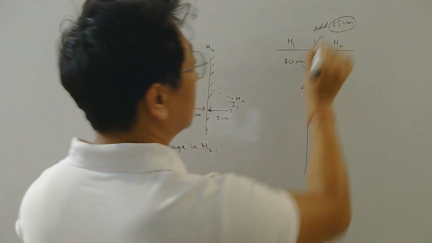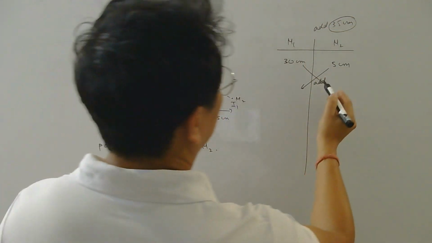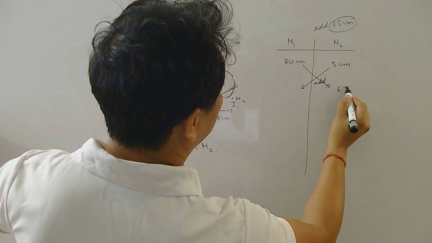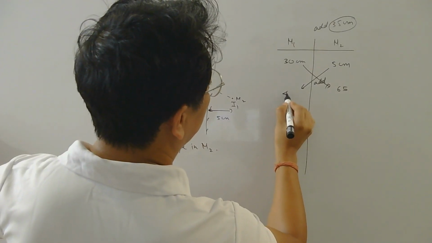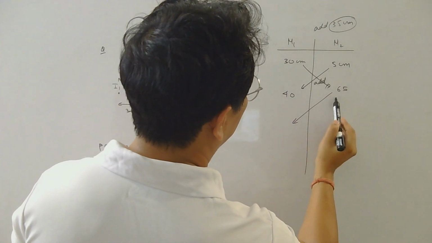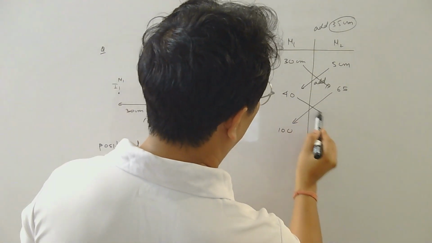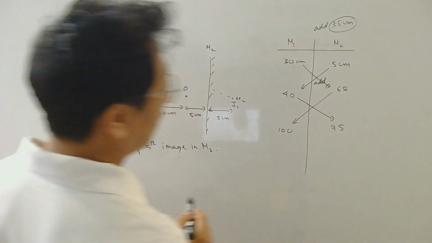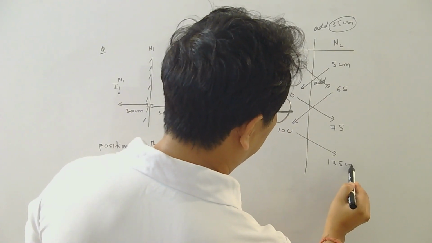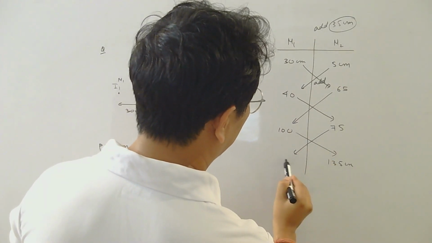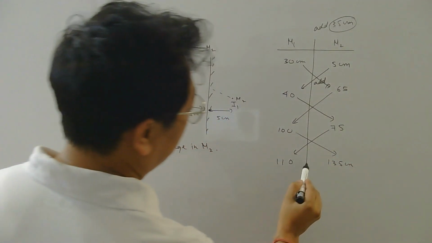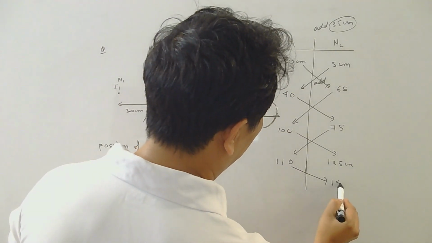35 centimeter, which is the distance between the mirrors. So if I add 35 here, it will become 65, and here if I add 35, it will become 40. Then here if I add 35, it will become 100. Here if I add 35, it will become 75, isn't it? Here if I add 35, it will become 135. Here if I add 35, it will become 110, right? Here if I add 35, I will get 145.